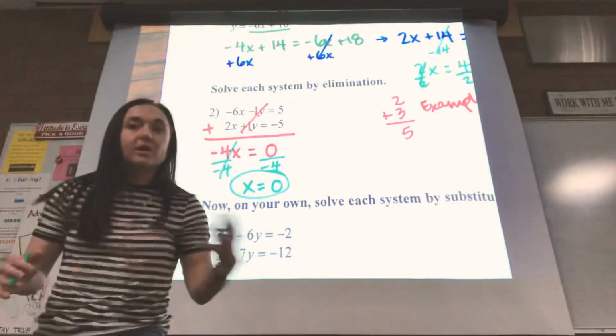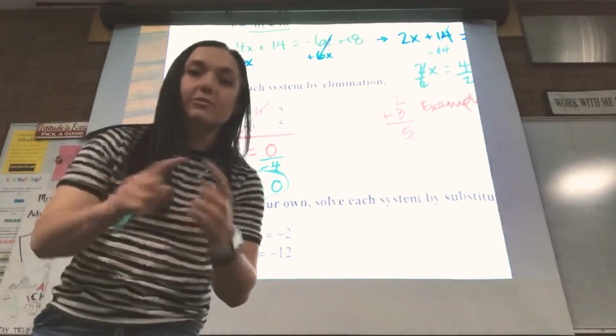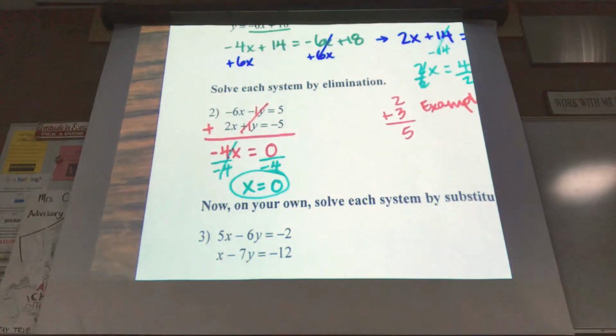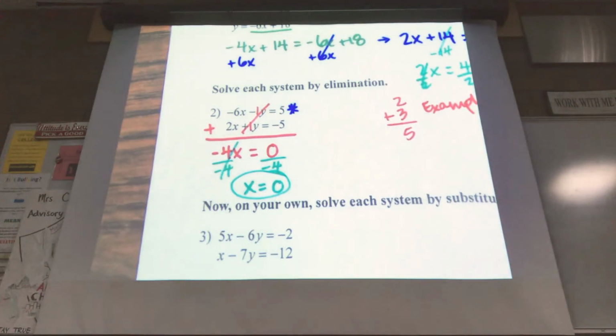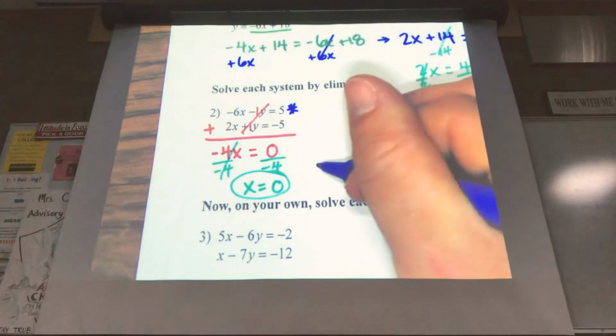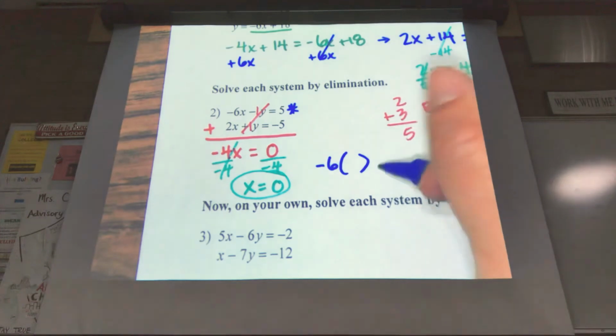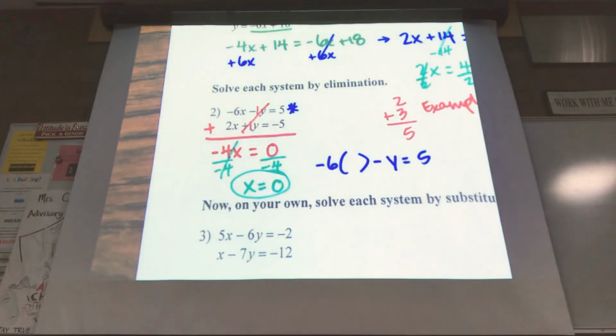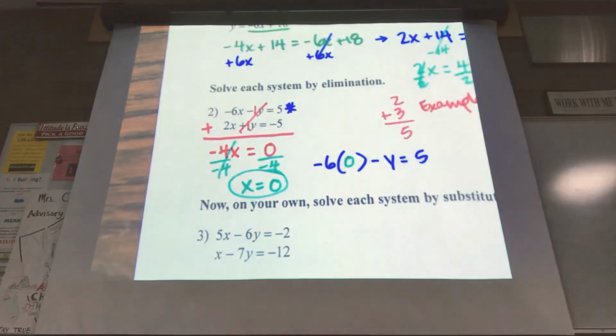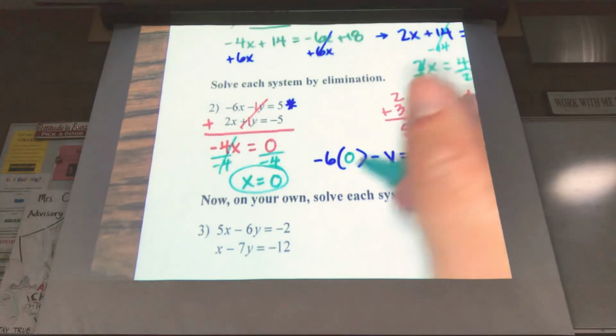Okay, so we found the x part. Now we need to plug it in to find the y part. You need both parts, x and y. So let's use our x to find our y. Okay, and it does not matter which one you plug it into. I'll plug it into the top one just because. So now the top one is negative 6 times x minus y equals 5. Well, we know that we found x. x was 0. So now we can solve this.